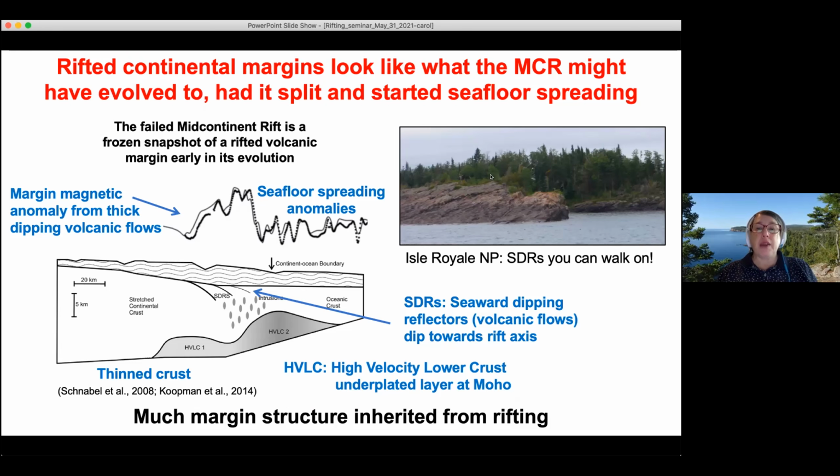For the Midcontinent Rift, we can see around the shores of Lake Superior these dipping volcanic packages. So these are really seaward dipping reflectors you can walk on, whereas now at most rifted passive margins, they're all covered with sediment. So much of the margin structure that we see is inherited from rifting.